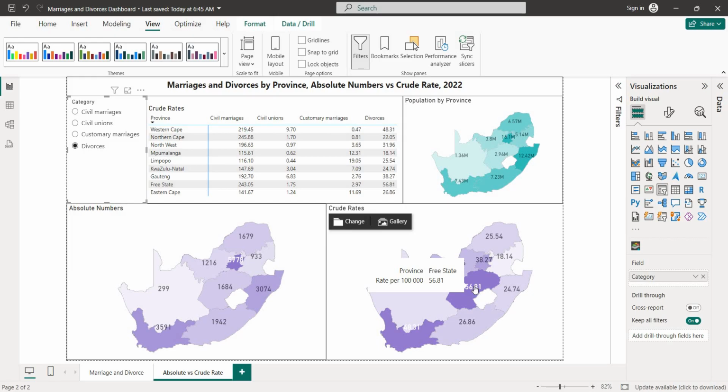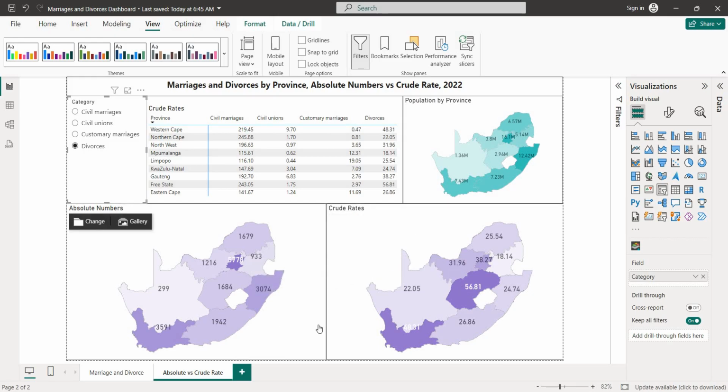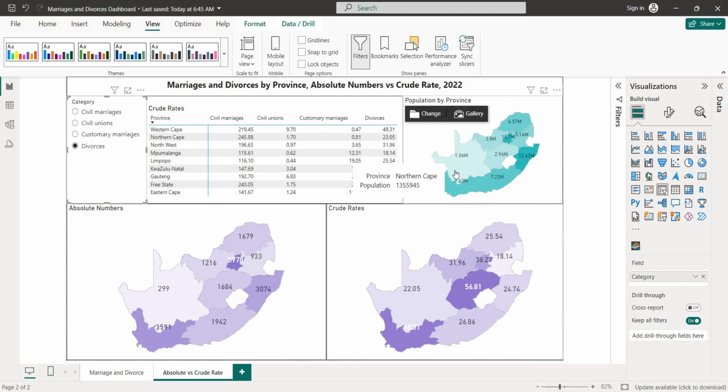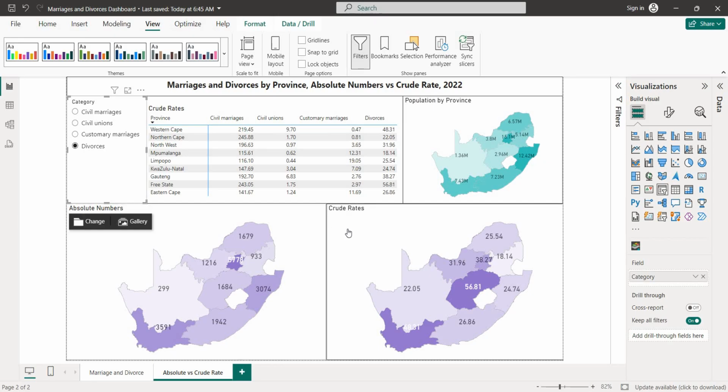So absolute numbers sometimes don't reflect the actual divorces or marriages, but merely are a reflection of the population distribution across the provinces. Whereas when we look at crude rates, we can adjust for that and have a clearer picture. And that's what this whole comparison panel is really about.